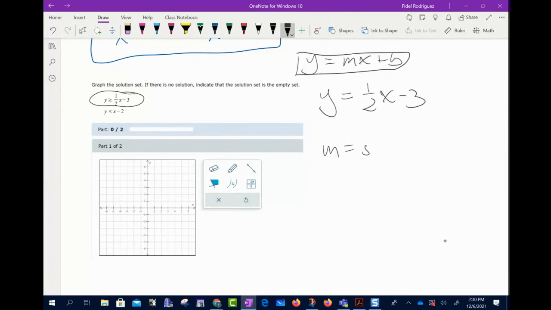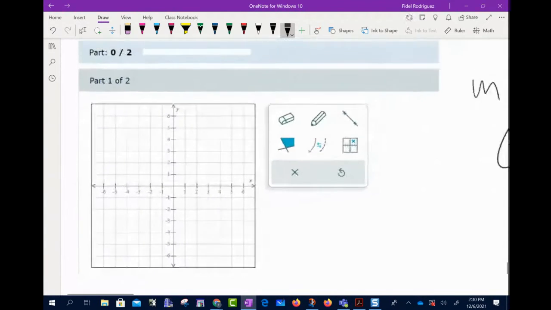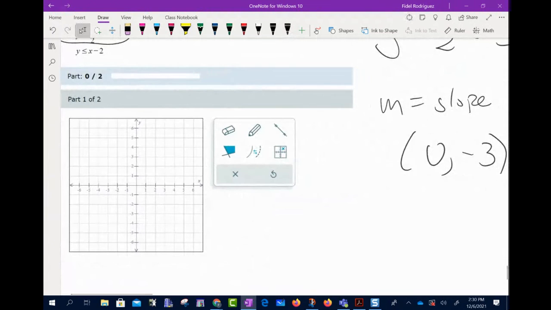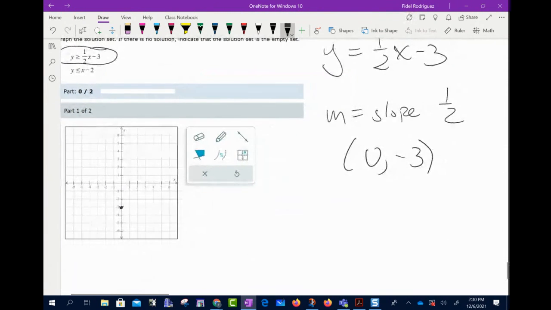Okay, what is my m? What's my slope in this case? 1/2. Good. What about our y-intercept? 0 and -3. Okay, so look, we're going to zoom in right here. 0, -3 is right here. Slope is, we said it was 1/2, so that means we're going to go up 1 and over 2. Okay, question. Should this line be solid or dotted?